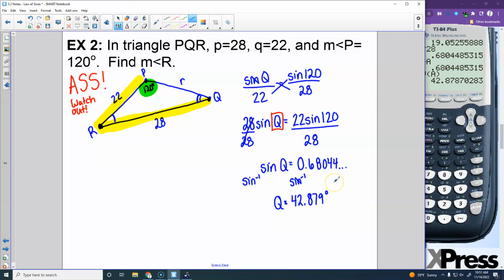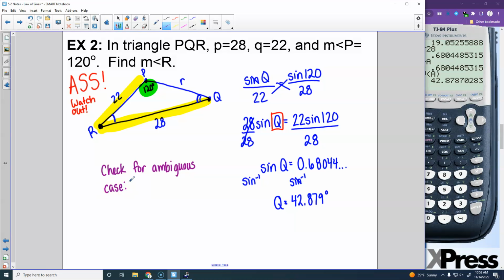All right. So even if you have angle side side, you're going to do all this the same at the beginning. All right. Now, angle side side, this is where we have to check. So once you find that angle, all right, we must check for ambiguous case.